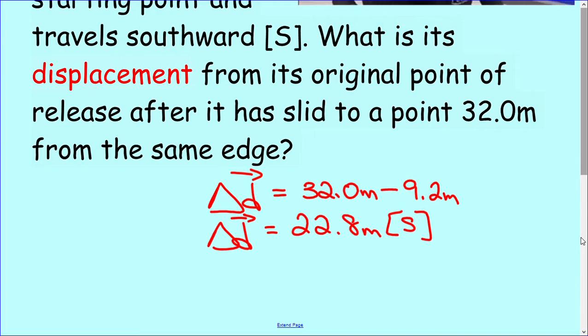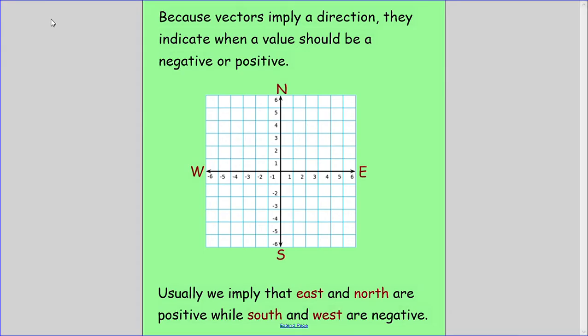Now, there's some extra terminology with this. Because vectors imply direction, they indicate when a value should be negative or positive. Similar to how we see a Cartesian plane, we normally consider east and north to be our positive values, and similarly we consider west and south, or left and down, to be our negative values. We're going to carry that forward in this course as well. So whenever we see something that's east or north, we consider it a positive value, and when we see something that's west or south, we consider that a negative value. So use that Cartesian plane mindset as we think about vector quantities.